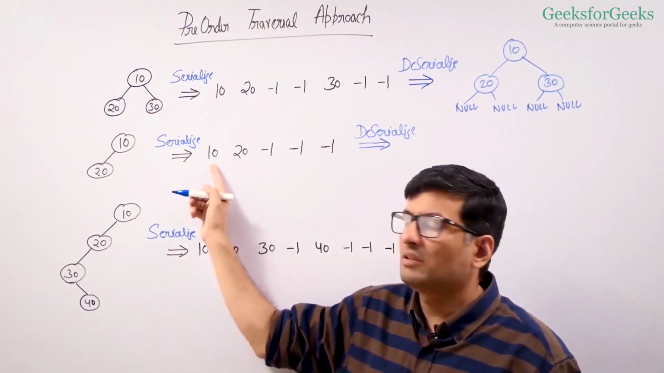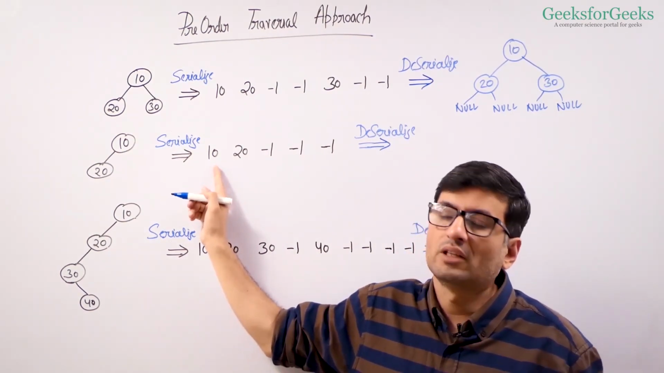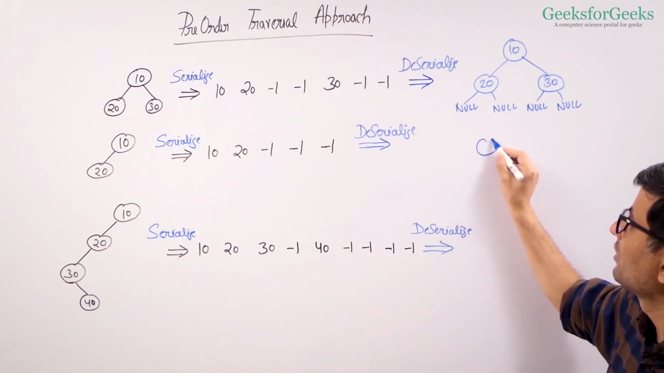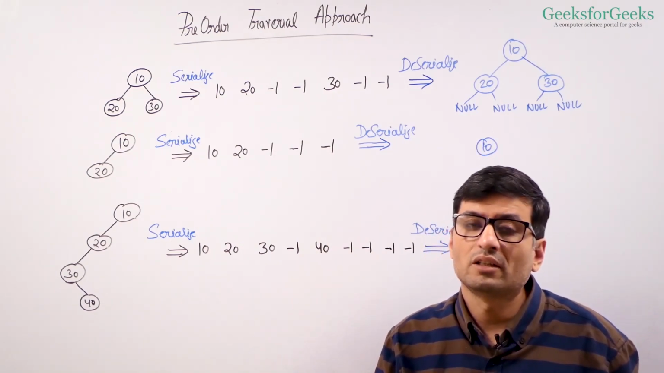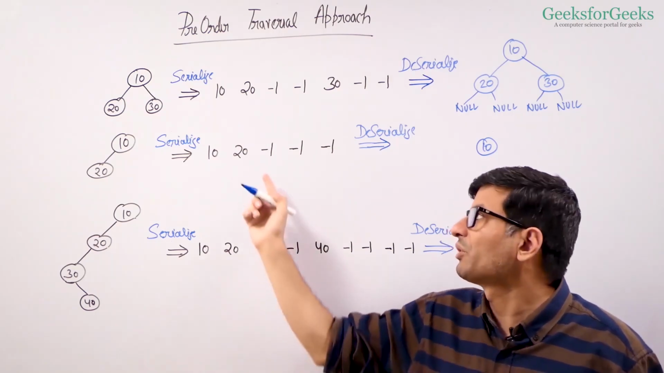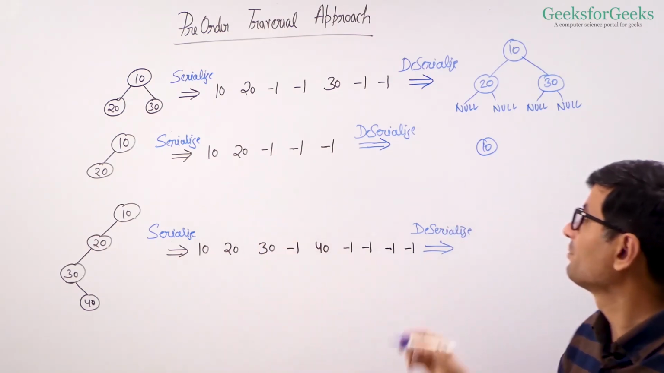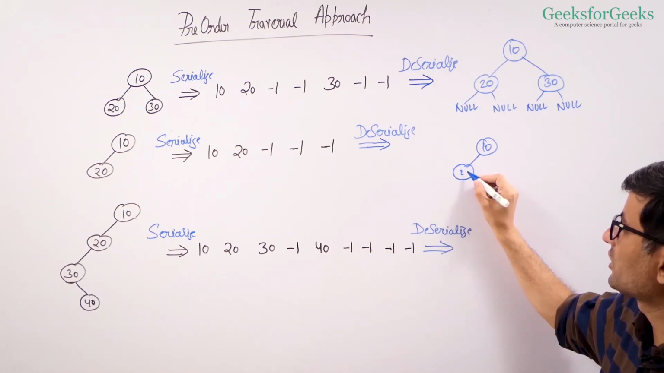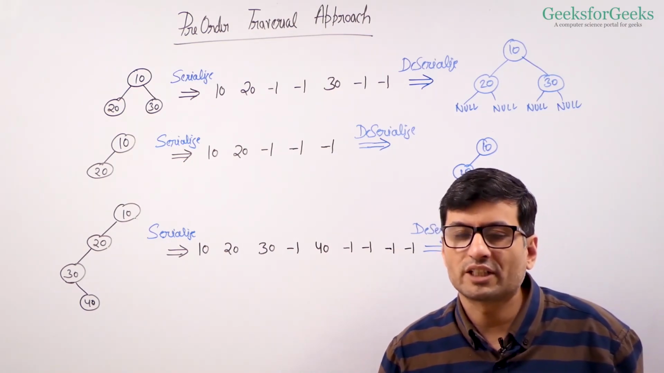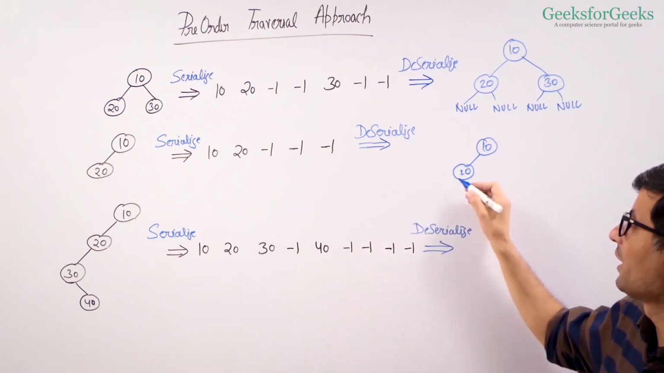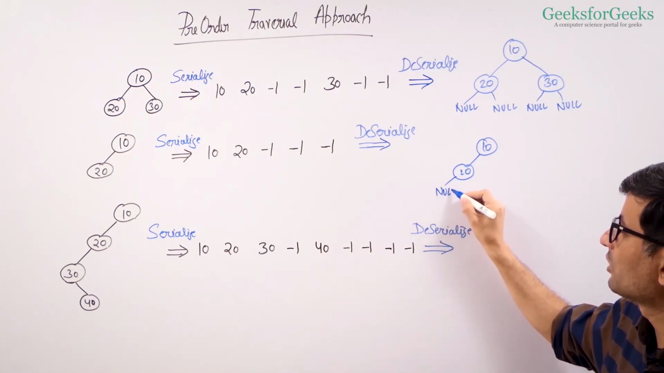Let's now see this one. We begin with 10. We make it as a root. Then we recursively call for the left child. When we call for the left child, we see 20 is present here. So we make its left child as 20. Now we make recursive calls for 20's left and right children. Both are -1, so we'll mark both of them as null.